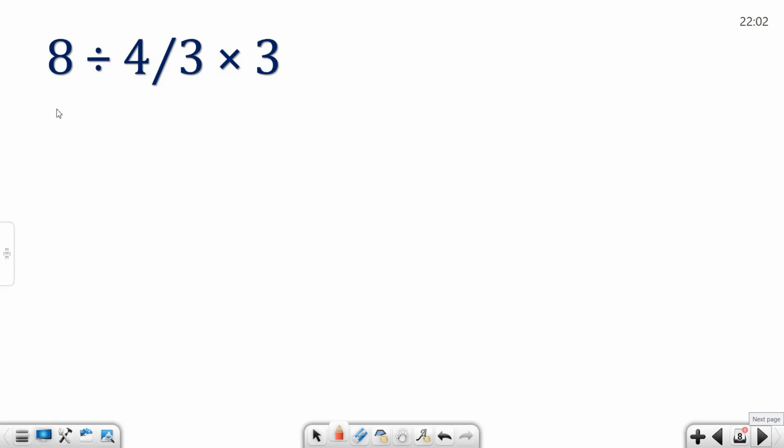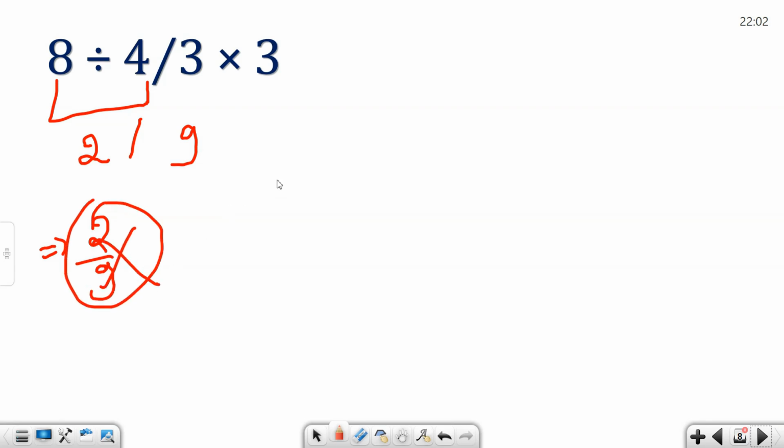Today we will do 8 divided by 4 divided by 3 multiplied by 3. So in this kind of question, first we solve 8 divided by 4, which becomes 2 divided by 3. Multiplied by 3 is 9, so the answer is 2 over 9, which is the wrong answer.